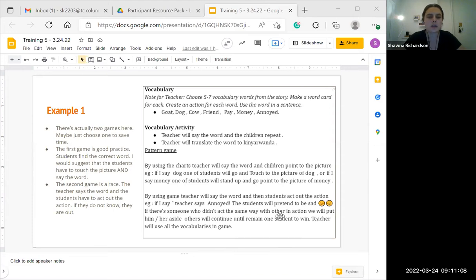So that's a little bit about the vocabulary that we wanted to touch on. Overall, it's good for students to be practicing, but the vocabulary is just to get them excited about the book. So it should not take too long.